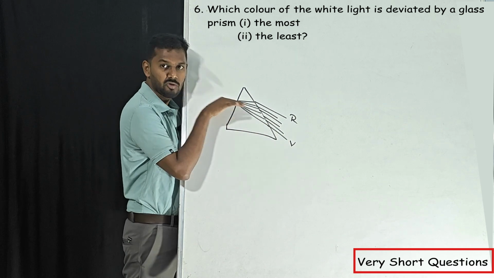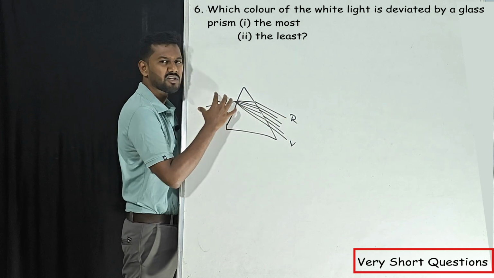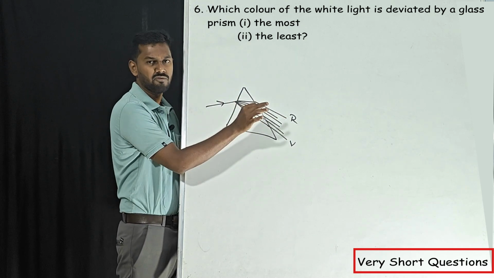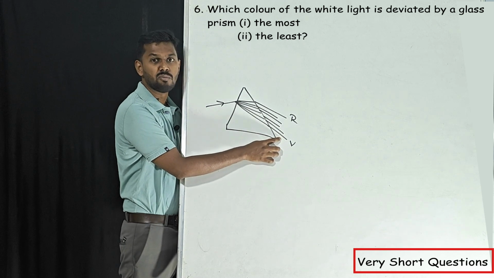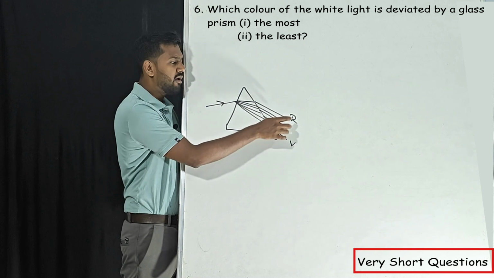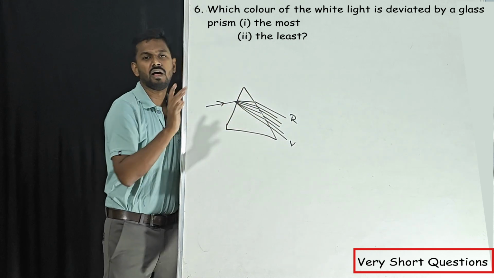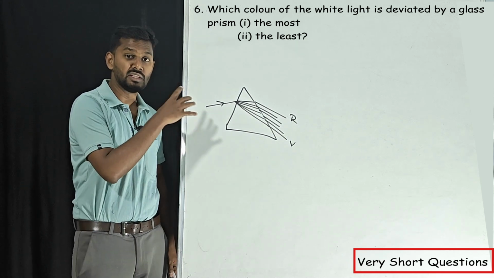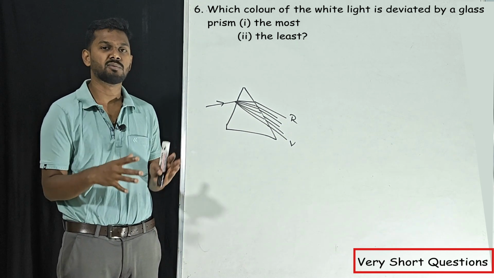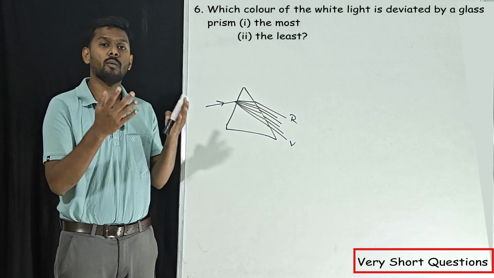See, there is a huge difference, but when it comes to red it is not that much difference, but there is a difference. So which color has more deviation? Violet. Which color has less deviation? Red. That's it. So in this way you need to understand the concept, so you don't have to learn things by heart.